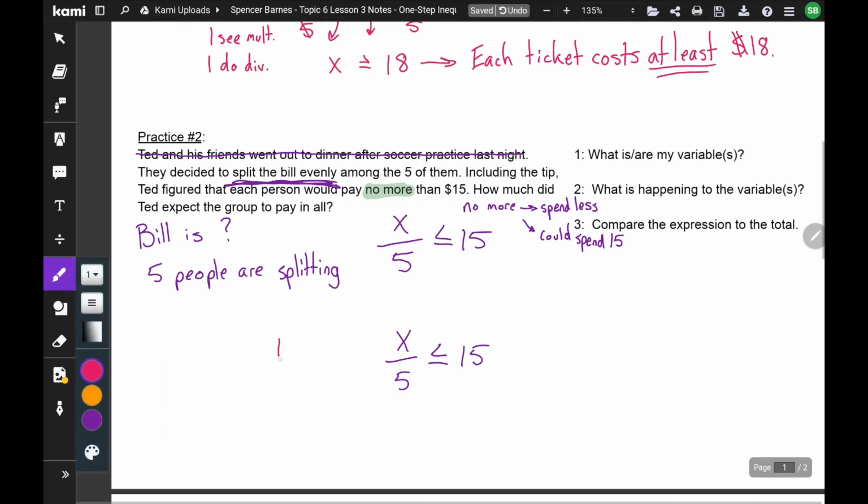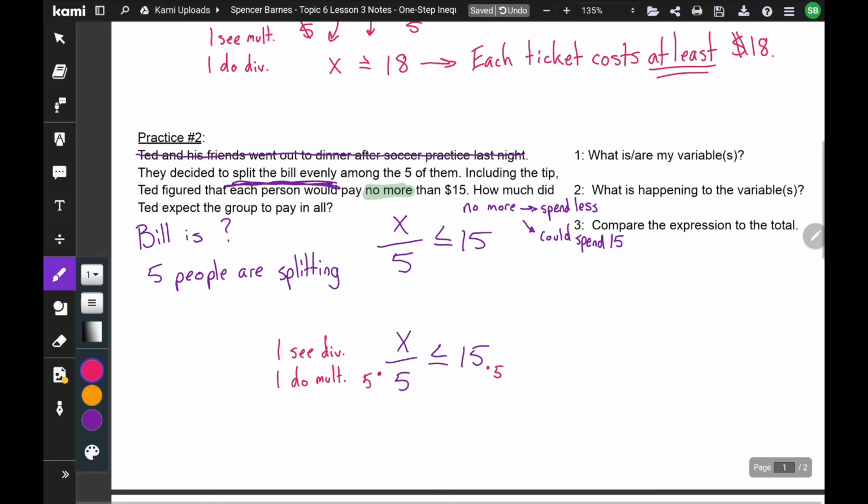What do I see happening? I see division, which means I do the opposite, multiplication. I see division, I do multiplication. So I'm going to multiply by 5. Whatever I do to the left, I have to balance and do it to the right. So times 5. So on the left side, x over 5 times 5.